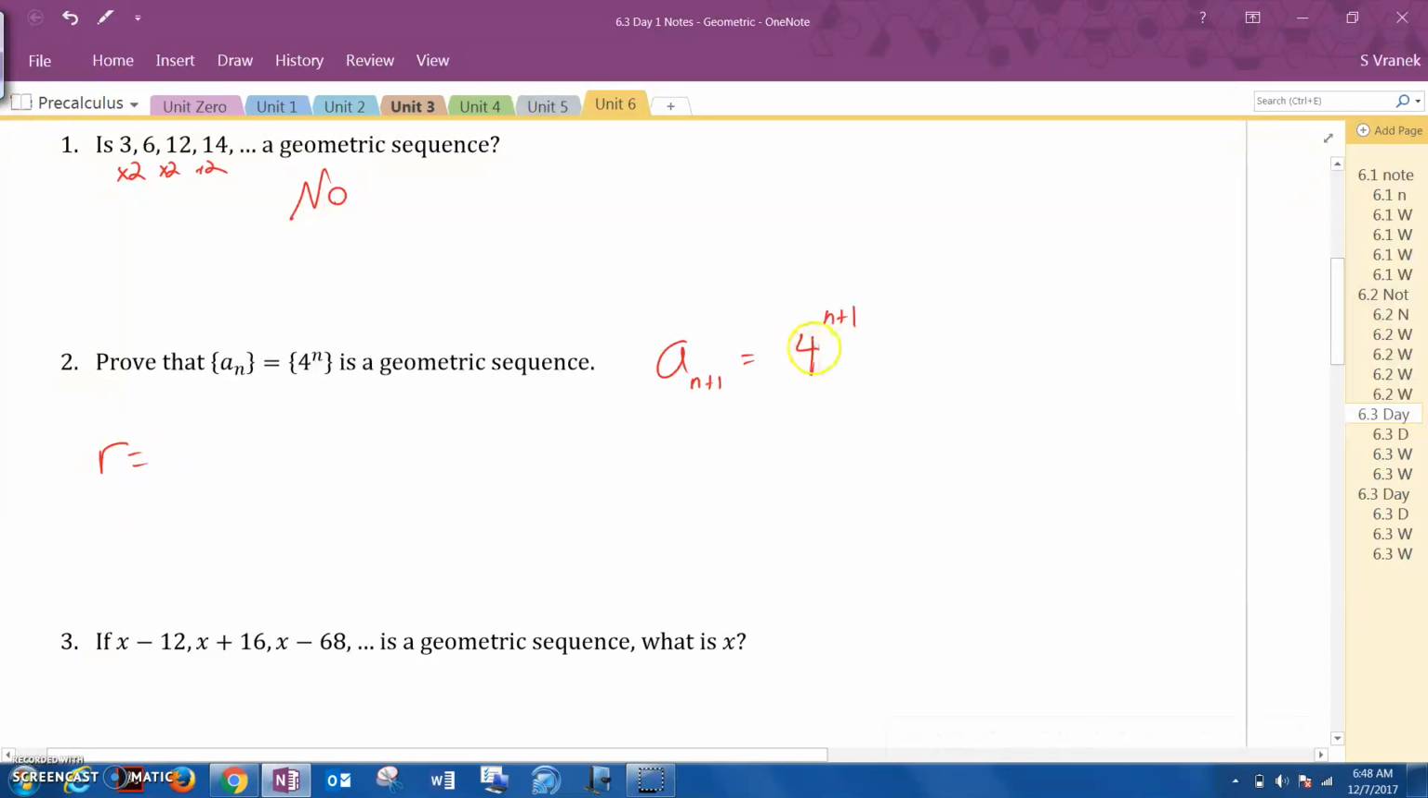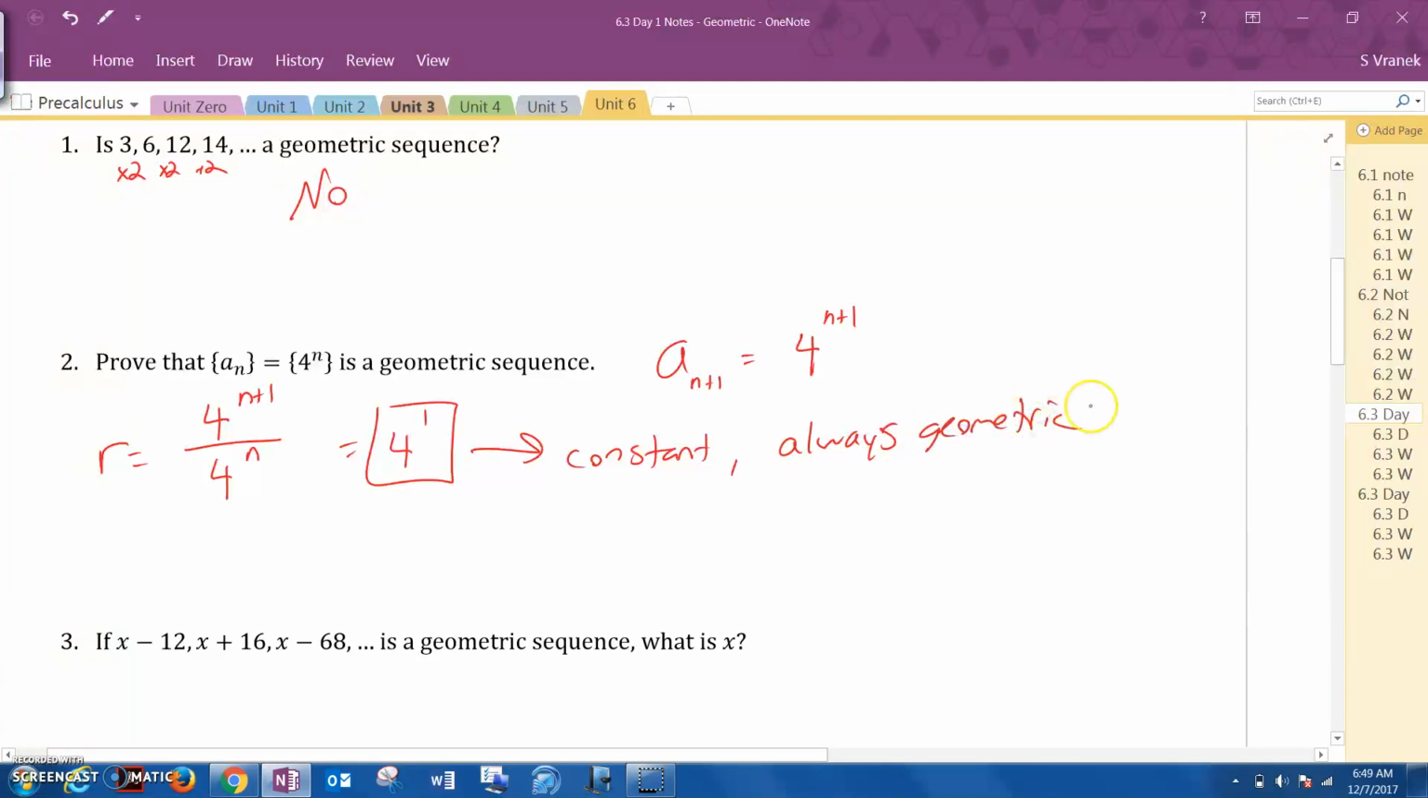So remember, the ratio is the current term, which we just found, divided by the original term. And if you remember correctly, if you have the same base, you subtract the exponents. So 4 to the n plus 1 over 4 to the n is 4 to the n plus 1 minus n, which is just 4 to the first. Since this is a constant, then we can say it is always geometric. Okay, so that's the proof there.